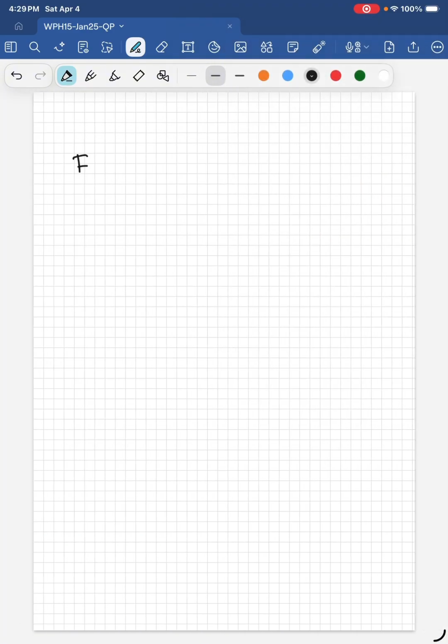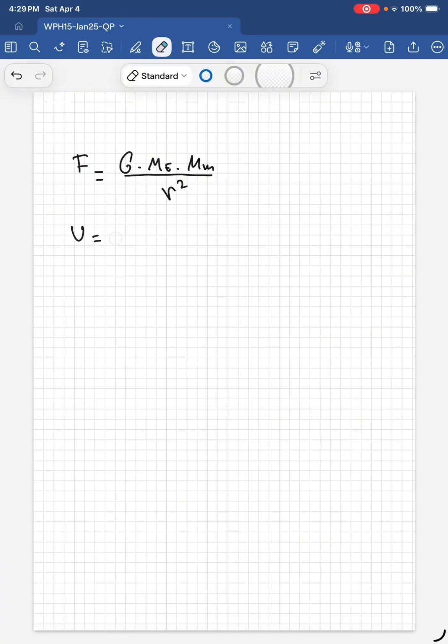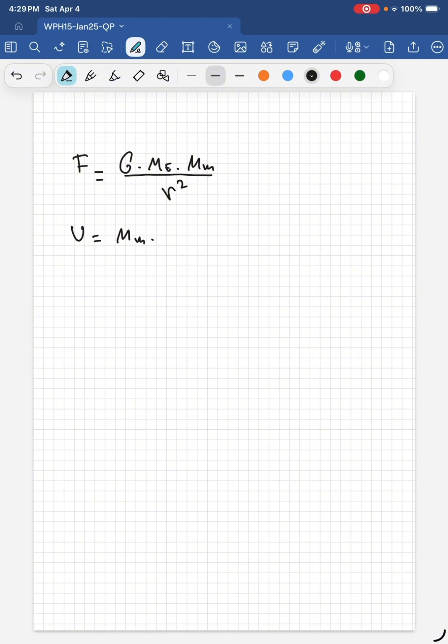So the gravitational force between the Earth and the moon is G times the mass of the Earth times the mass of the moon over r squared, right? And then the gravitational potential energy is equal to the mass of the moon times the gravitational potential of the Earth. Excuse me for hesitating. Okay, so this is equal to minus G times the mass of the Earth times the mass of the moon over r.